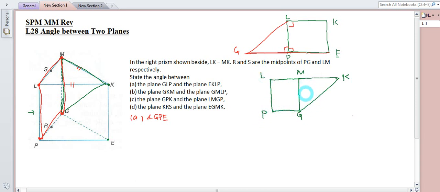So can you see a straight line which is perpendicular to the line of intersection here, right? Here. Sorry. Okay, this is the angle that we want. KML. Or if you want to name it LMK, also can, no problem.